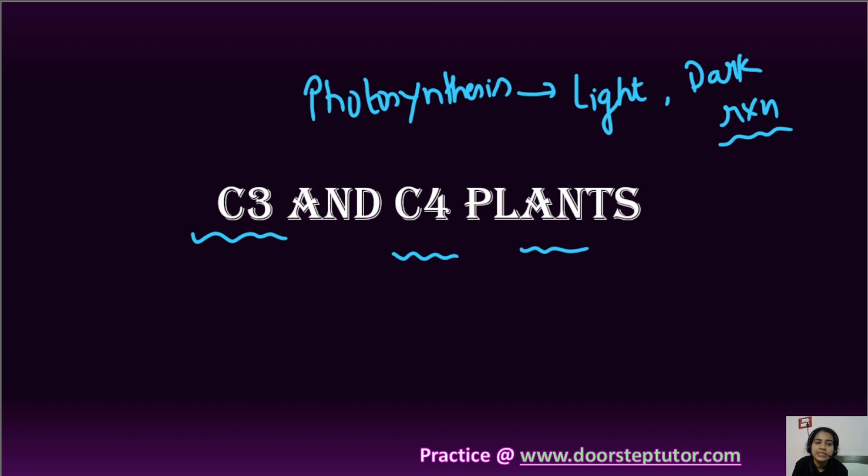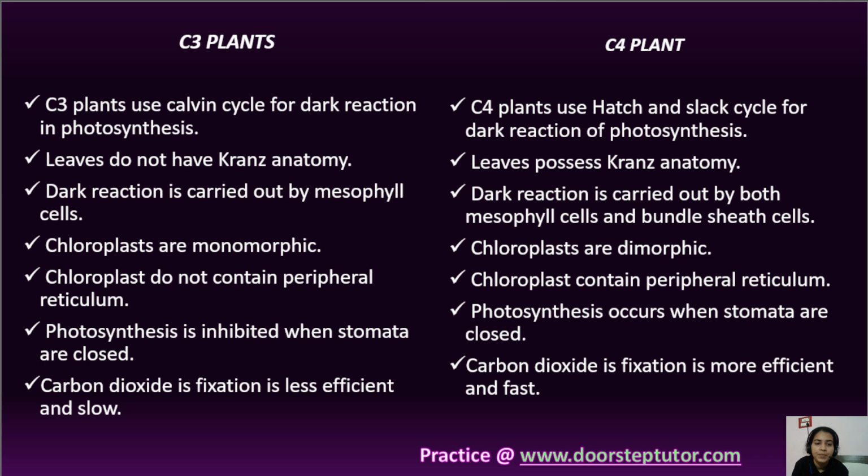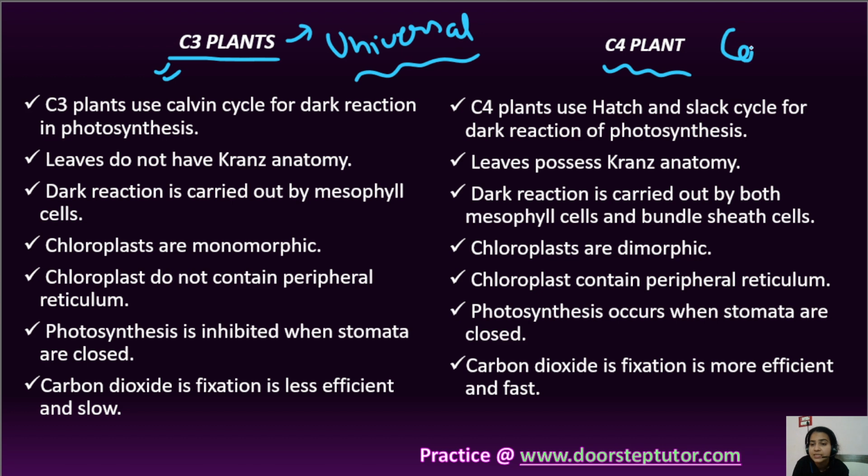Now let's see some major differences between them. Firstly, we are talking about the C3 plants. C3 plants are basically those plants in which the Calvin cycle is present for the dark reaction in photosynthesis. Now remember, this C3 cycle is universal. It is present in C3 plants as well as in C4 plants. Basically, we can say that the Calvin cycle is universal.